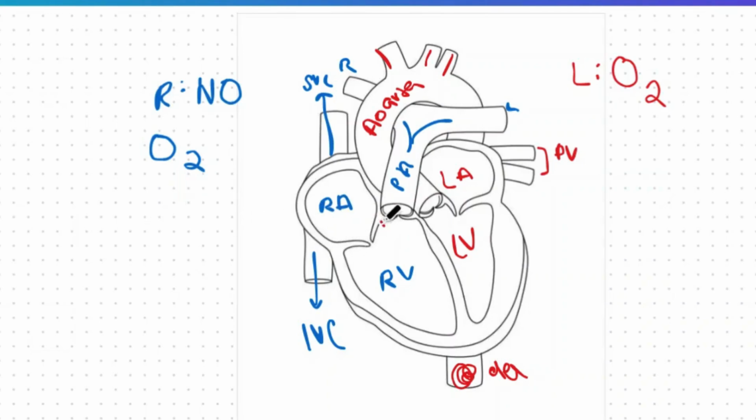Right here, this is the tricuspid valve. The tricuspid valve will open, pumping blood from the right atrium to the right ventricle. Next, we have the pulmonary valve, which is right here. It's easy to remember because the pulmonary valve is the valve to the pulmonary artery.